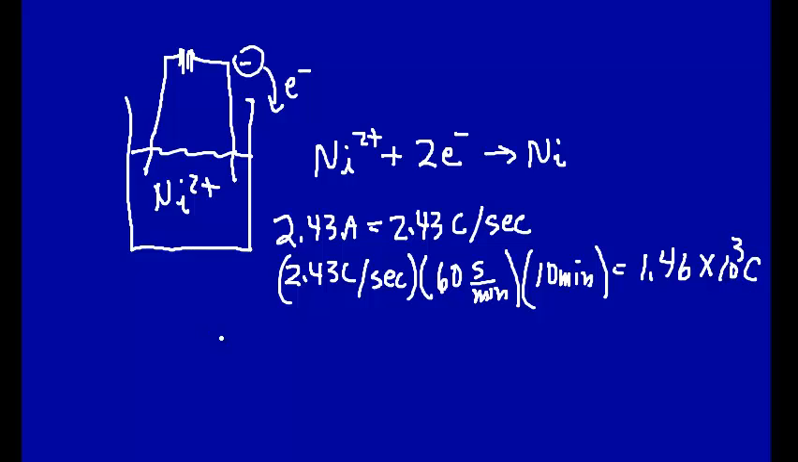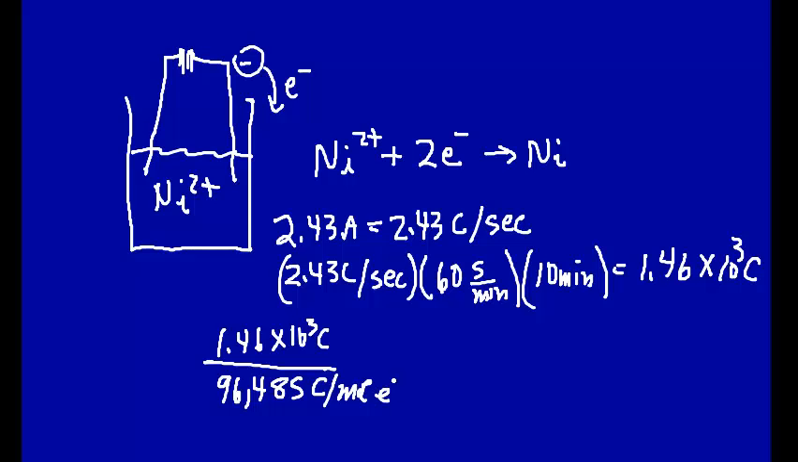Well, how many moles of electrons went through the cell when we put 2.43 amps for 10 minutes? Well, that's where we use the Faraday. 1.46 times 10 to the third coulomb. The Faraday, 96,485 coulomb per mole of electron. So the number of moles of electrons that went through that cell was 1.51 times 10 to the minus 2 mole of electron.